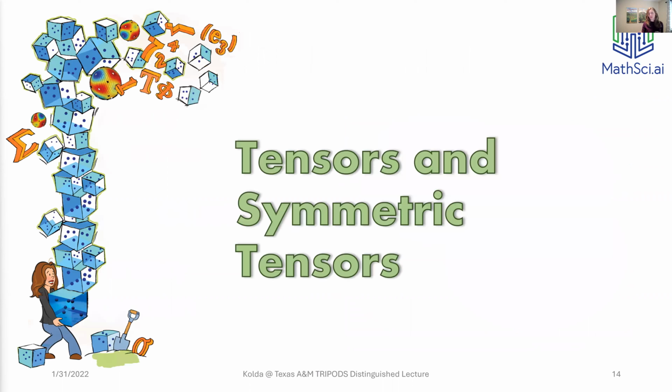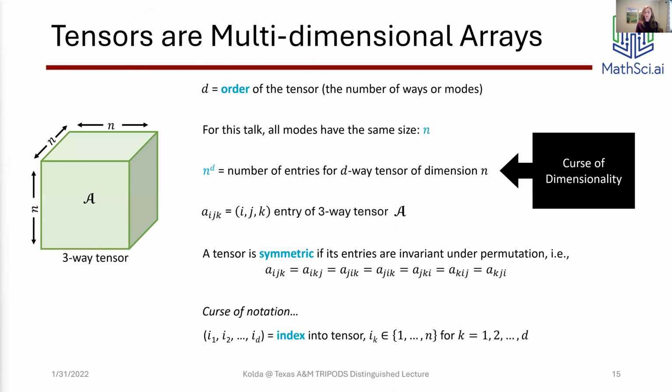All right, so now we'll switch gears. We're going to come back to Gaussian mixture models, but we'll switch gears for a moment and talk about tensors and symmetric tensors. So a tensor is a multidimensional array. A vector is a tensor of order 1. A matrix is a tensor of order 2. And then here I have a picture of a three-way tensor. That's a tensor of order 3.